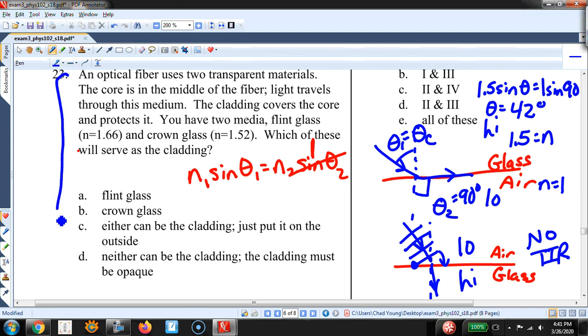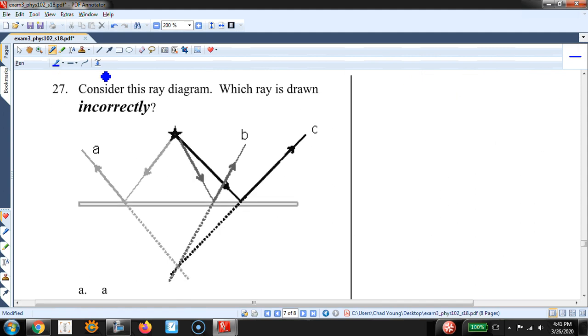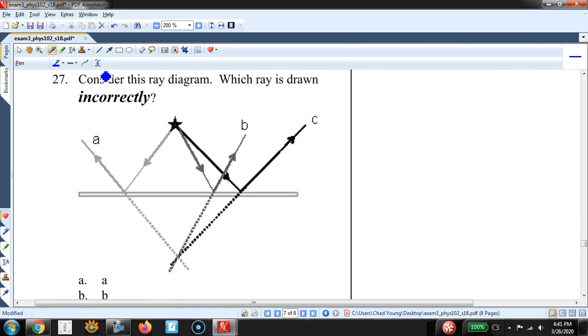So the core is in the middle of the fiber. The cladding covers the core and protects it. You have two media, flint glass and crown glass. Which of these will serve as the cladding? You wouldn't actually use crown glass for the cladding, but the one that you want to use for the cladding is the lower index of refraction. Okay, so B would be the right answer. The lower index of refraction material always goes on the outside of our fiber optic cable for a total internal reflection.